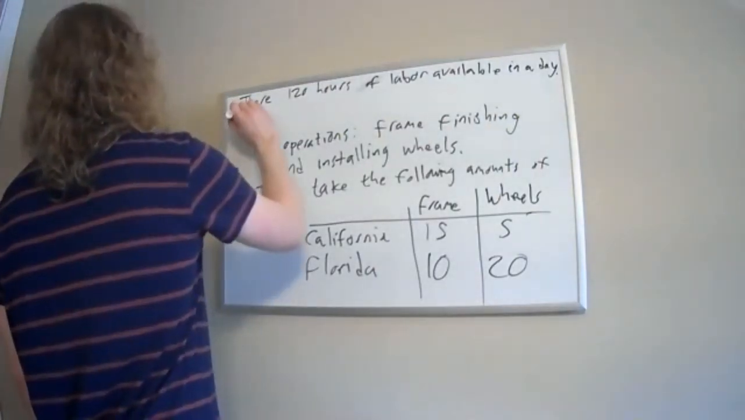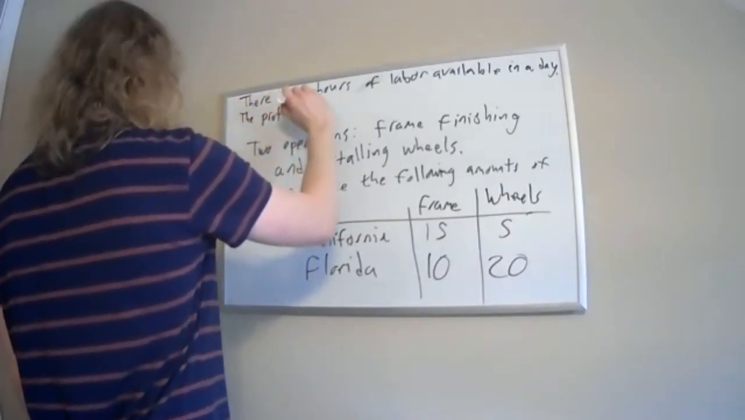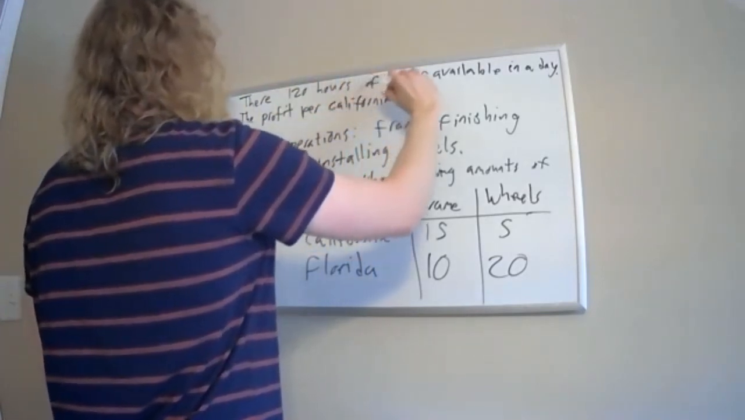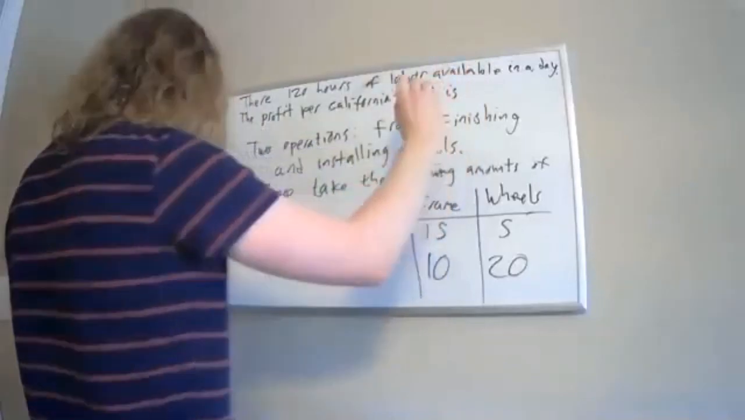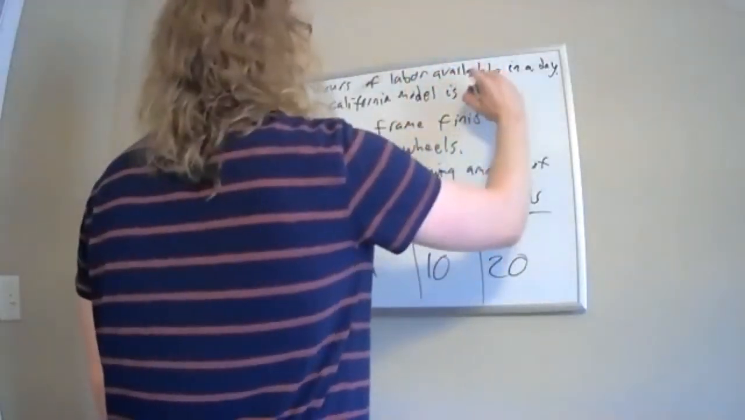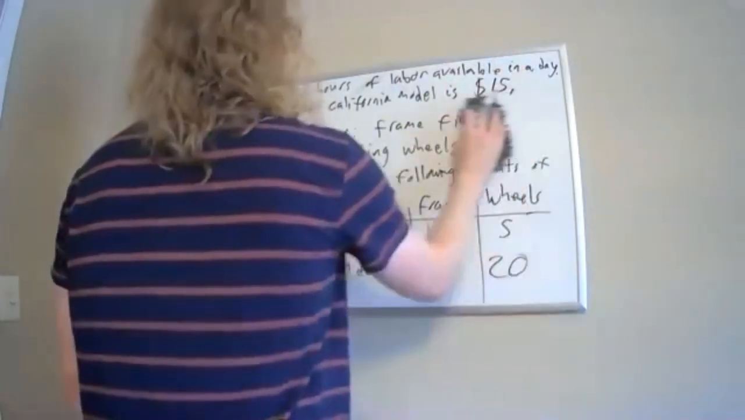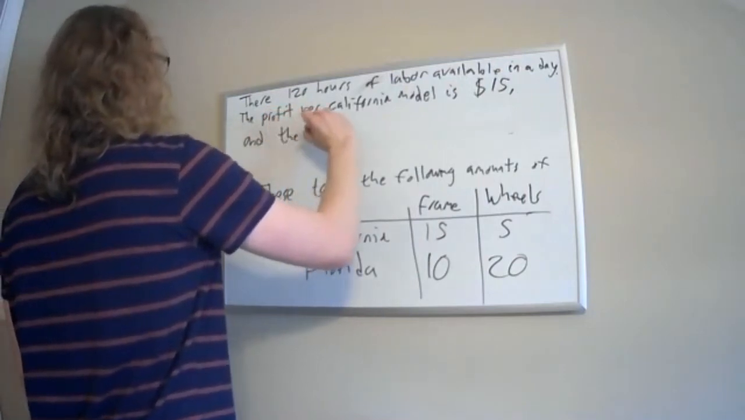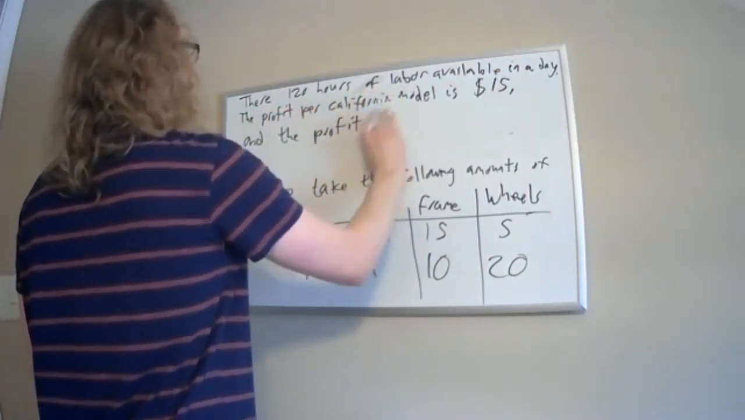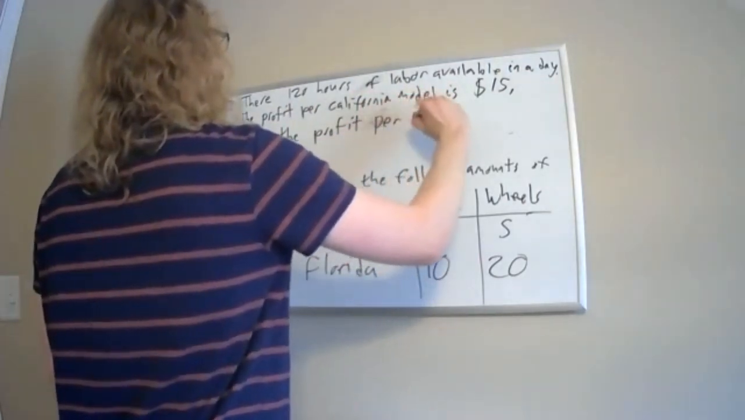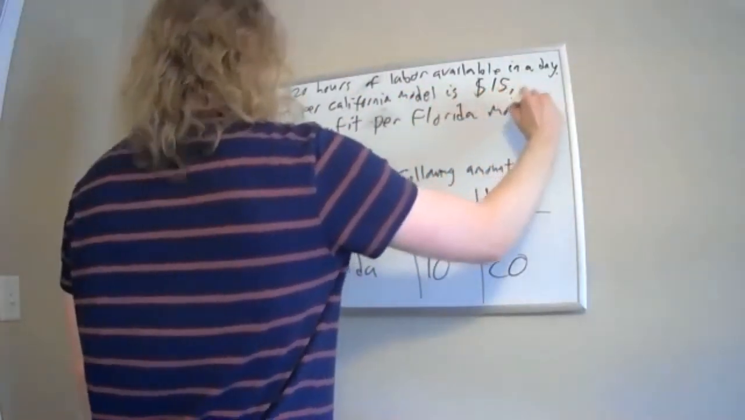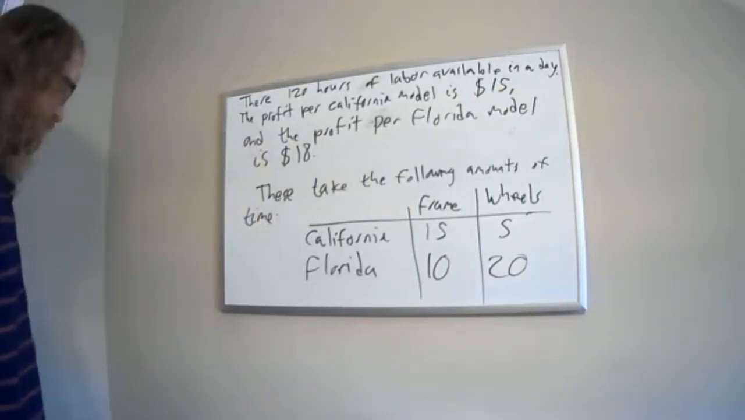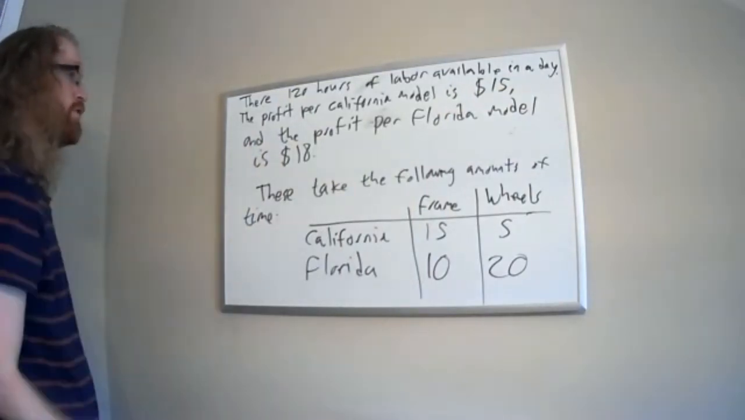And the profits, the profit per California model is $15. And the profit for the Florida model, per Florida model, is $18. Okay, $18. So $15 per California model and $18 per Florida model.